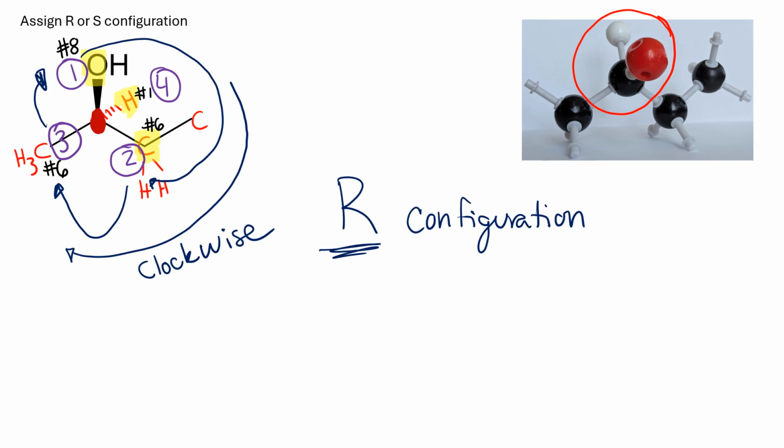So here I went through and assigned the atomic numbers. I made sure my lowest priority was going back, and I assigned R and S from there. And this is an R configuration. Pause here and check your work.